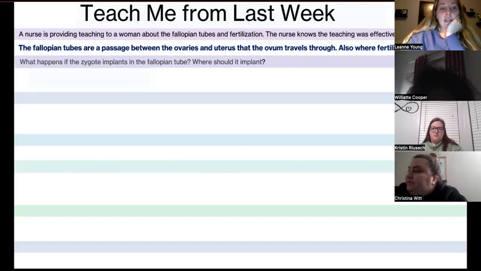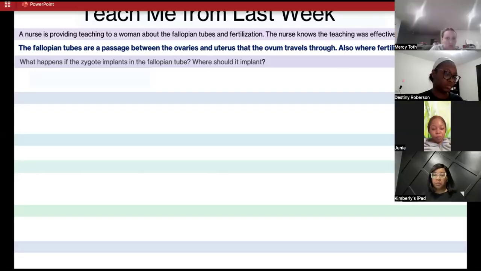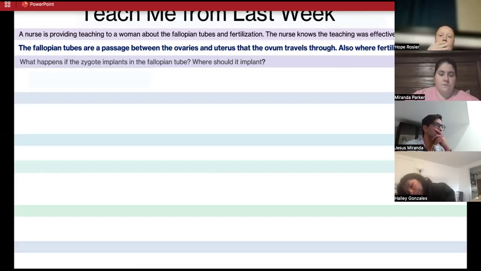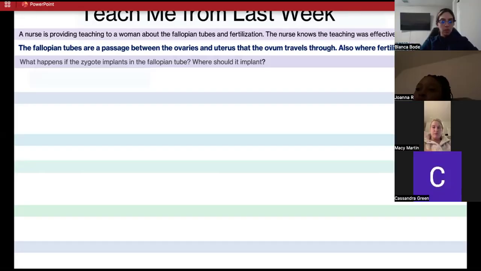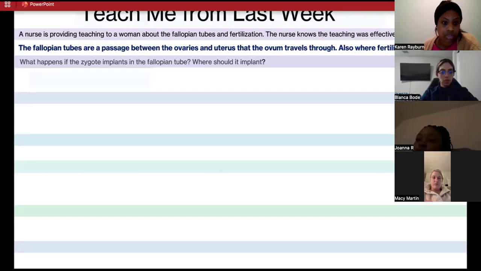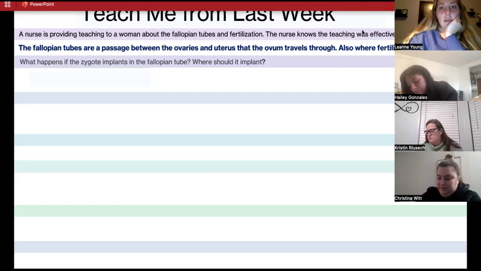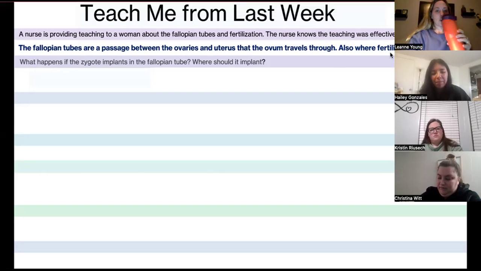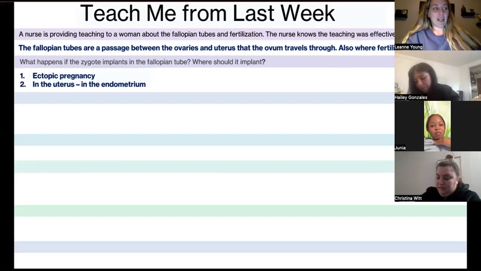What happens if a zygote implants in the fallopian tube? What would that be called? Ectopic pregnancy? Yep, that would be an ectopic pregnancy. Where should it implant? In the uterus. Yep. Specifically, what layer? What is the layer of the uterine lining? Uterine wall, I think. It would be your endometrium. Oh. No worries. So, ectopic pregnancies.